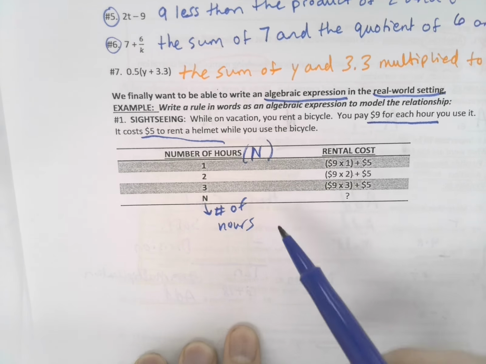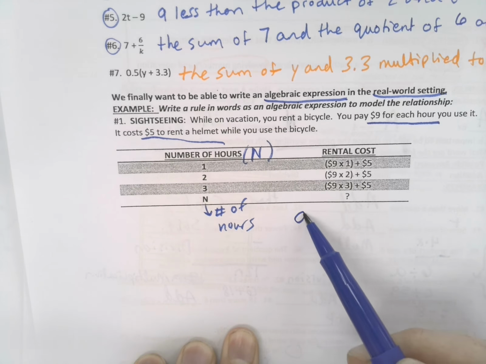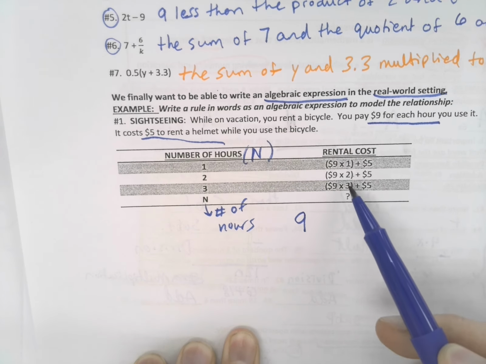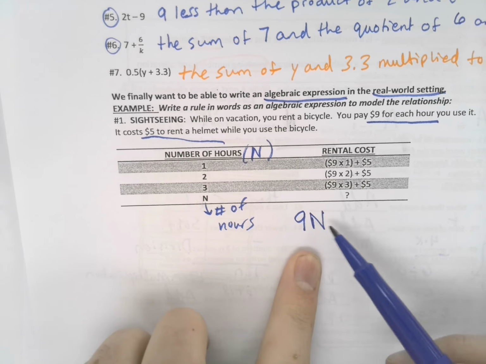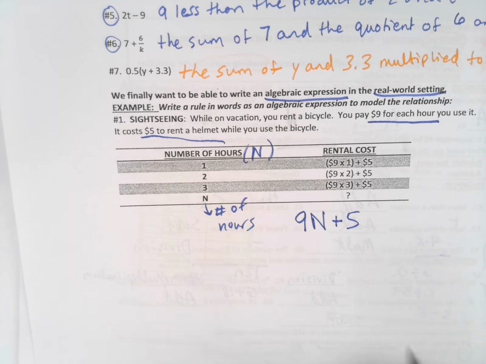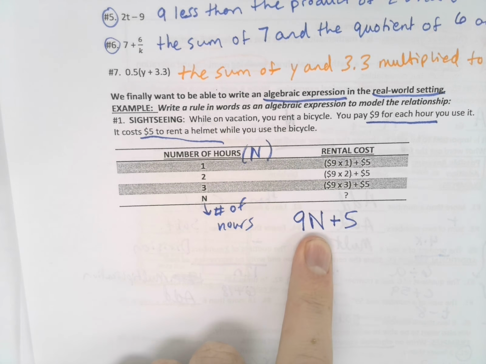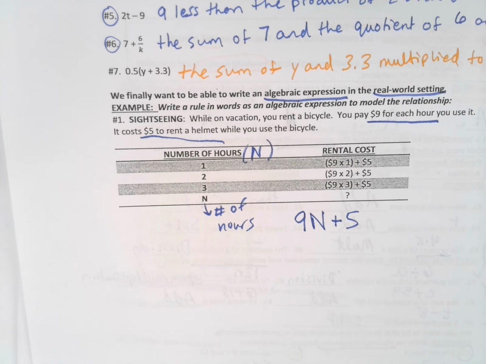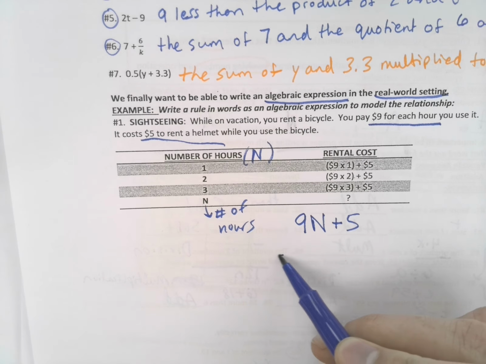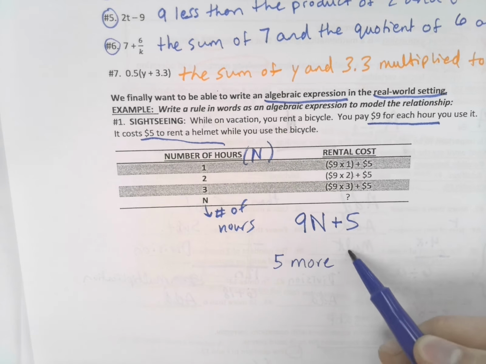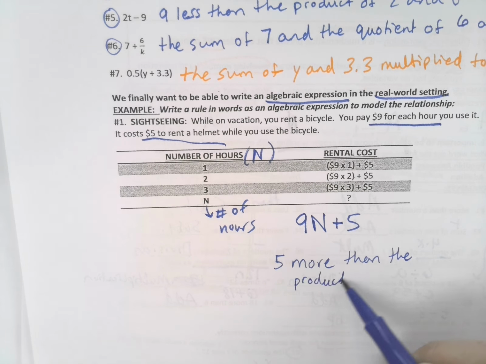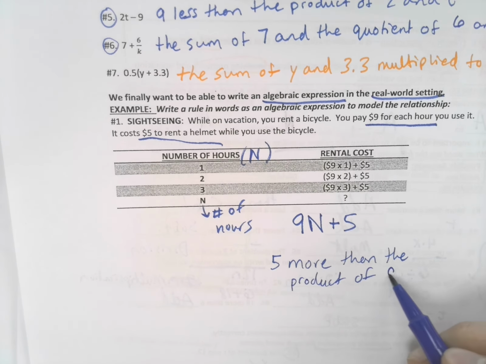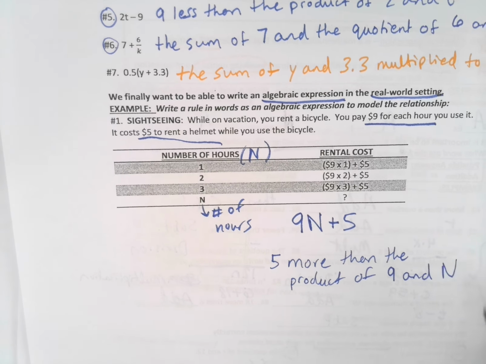Well, I like the formula they have here. 9 times, not 1, not 2, not 3, but n, plus 5. $9 times the number of hours you rent the bike plus the $5 for the helmet. And so you would say we're going to be paying 5 more than the product of 9 and n.